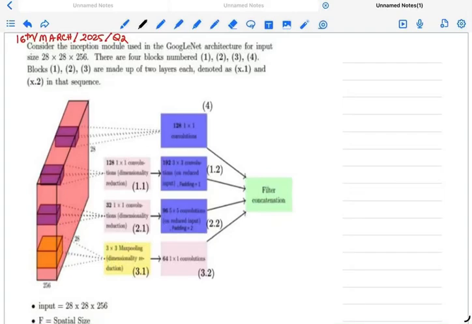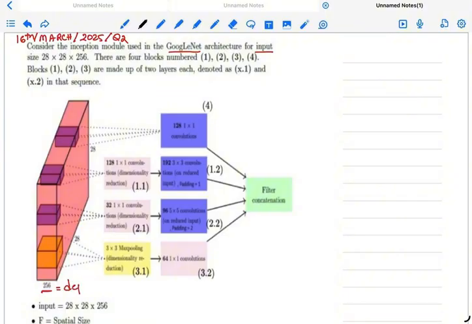Friends, this question is from 16th March 2025, Quiz 2, Deep Learning. Consider the inception module; there are types of architectures. One of these is the GoogleNet architecture, for the input size of 28 cross 28 cross 256. So this is an input size of 256.